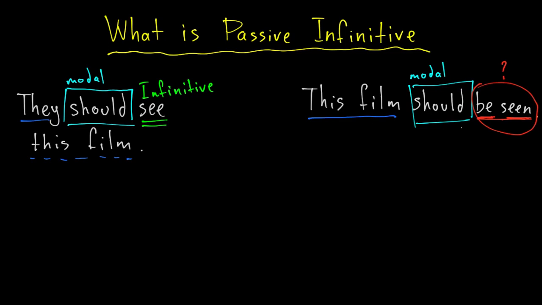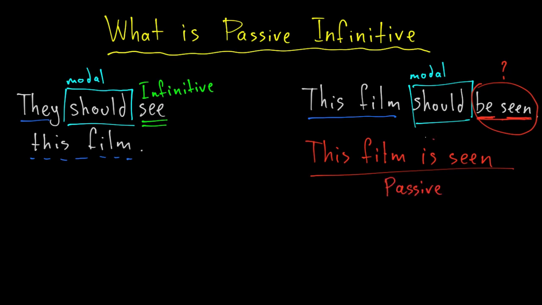However, if we look at the second sentence a bit closer, we see here we have some passive construction, some passive phrase, if you will. It can remind us of a slightly different sentence, perhaps like this: this film is seen. So here we have passive. Here is our main verb. And here we have be, because we have should as a modal verb. So this is infinitive. And yes, this is passive infinitive. Be seen is passive infinitive.